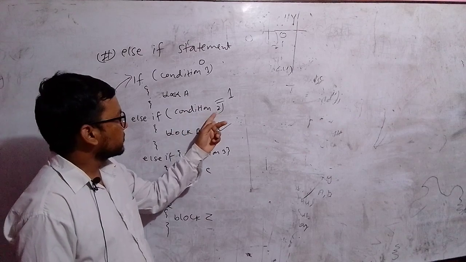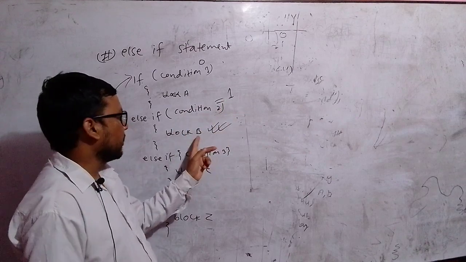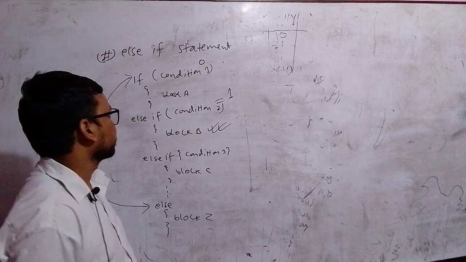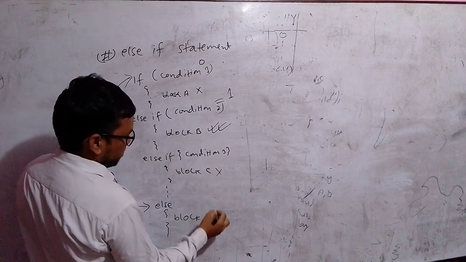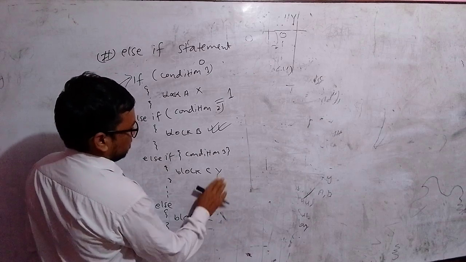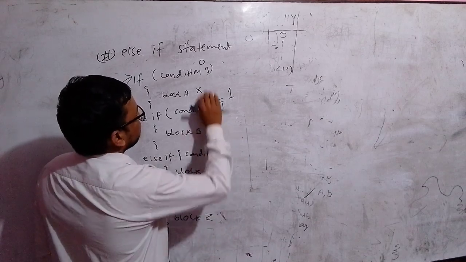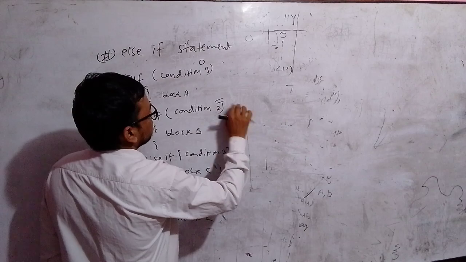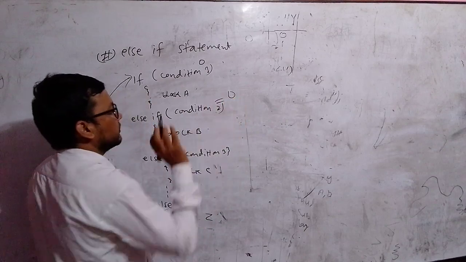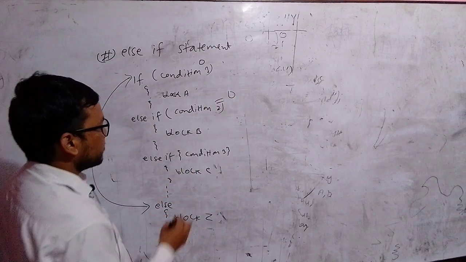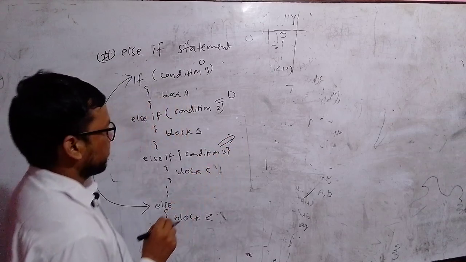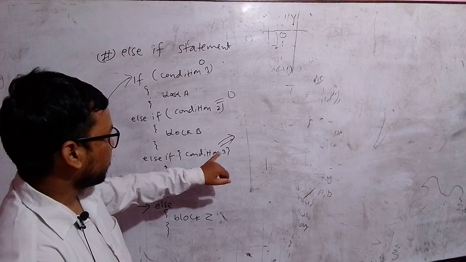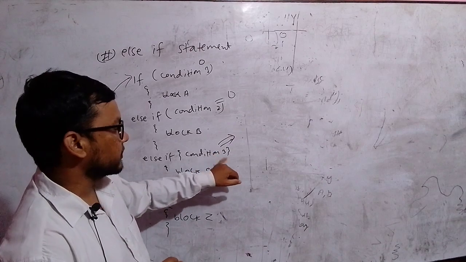If condition 2 gives 1, block B will execute. That means no block A, no block C, no block Z. Now, in case these conditions also do not satisfy, that means if these conditions also give 0, then the next statement will check the compiler. The compiler will check the next condition.